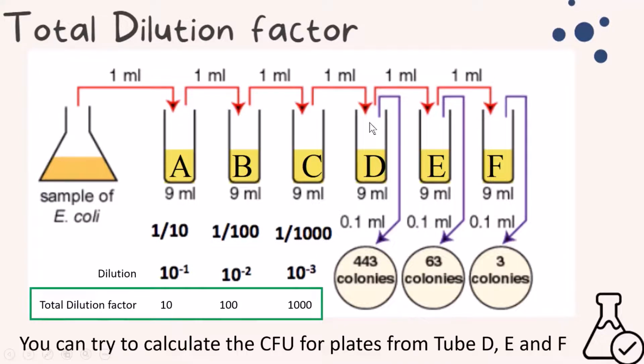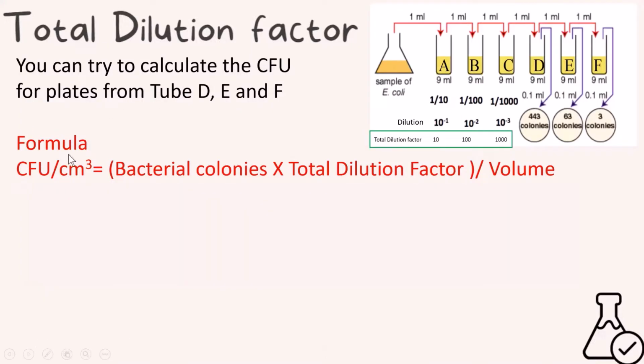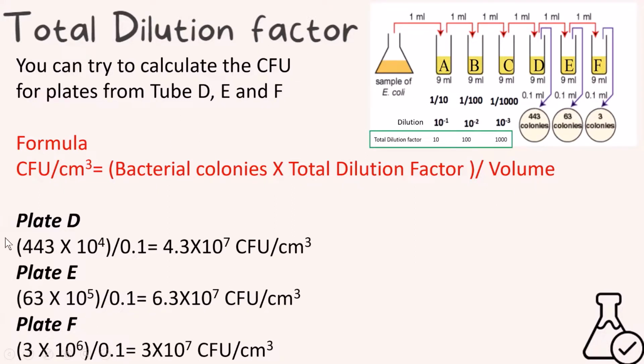In this picture, you can see that they also include a question. For example, for tube D, it turns out that you have 443 colonies using 0.1 of tube D. What is the CFU for tubes D, E, and F? You can pause the video and try this out. Again, you use this formula: bacterial colonies times total dilution factor divided by volume. And here is the result.